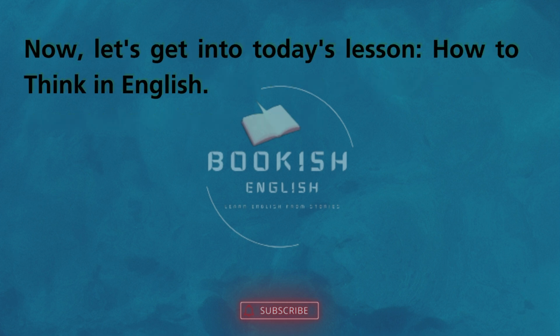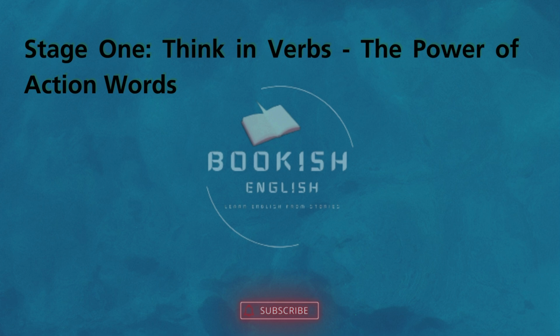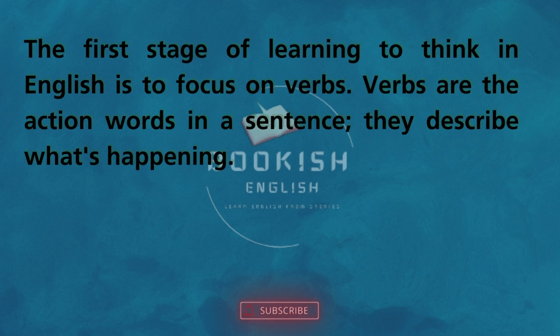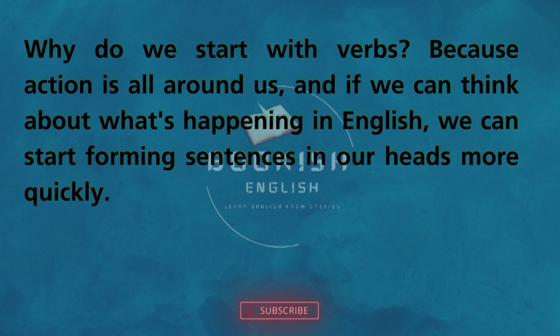Now, let's get into today's lesson, How to Think in English. Stage 1. Think in verbs, the power of action words. The first stage of learning to think in English is to focus on verbs. Verbs are the action words in a sentence. They describe what's happening. Why do we start with verbs? Because action is all around us, and if we can think about what's happening in English, we can start forming sentences in our heads more quickly.